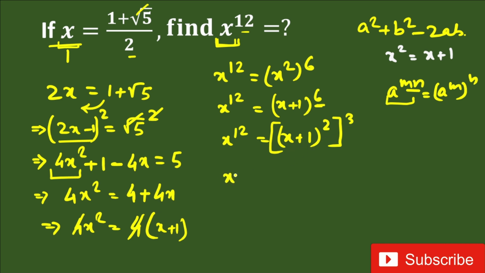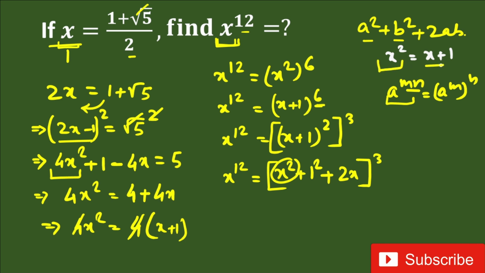So now look here, it is x raised to the power 12. Now it is (a plus b) whole square. We'll use this formula: a square plus b square plus 2ab. So it is x square plus 1 square, and plus 2ab, which means 2x, and the whole thing is to the power 3. Its power is 3. Now here again we'll use this x square value. We'll put the value of x square, that is x plus 1.